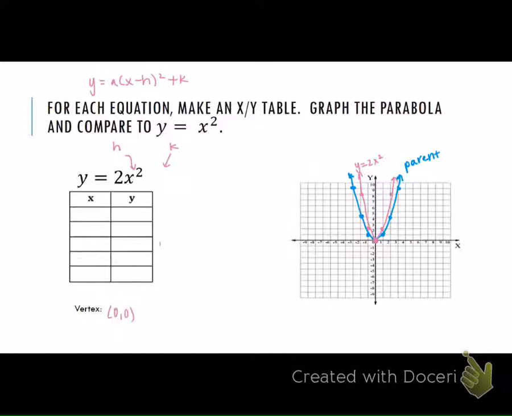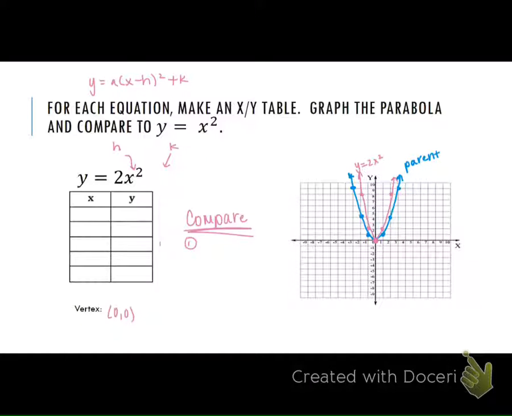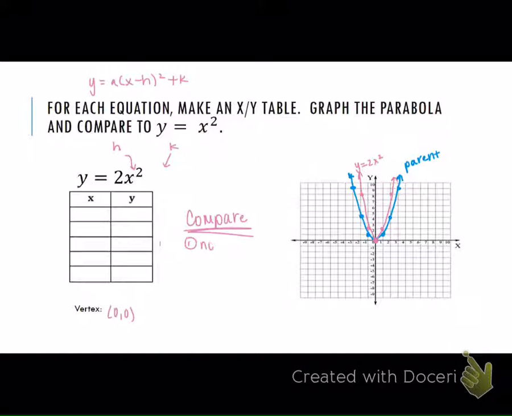So it wants us to compare this. So there's 3 things you need to look at when you compare it. The first thing is if it translates. So, Connor, does this translate, moves left or right or anything like that? No, it's still at 0, 0. So there's no translation.